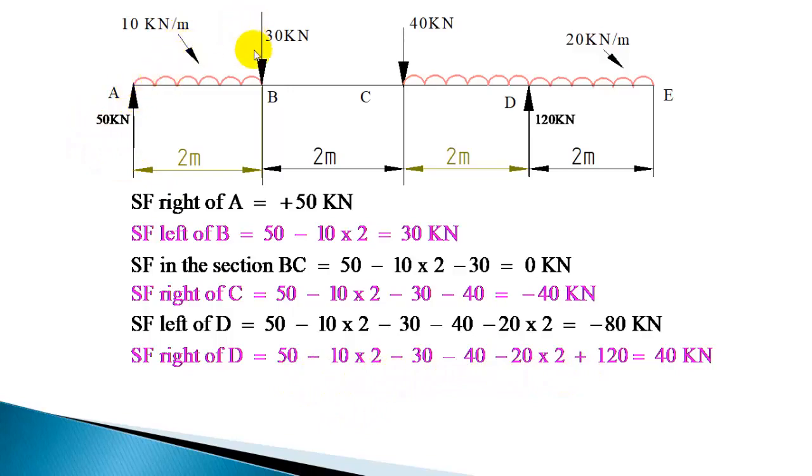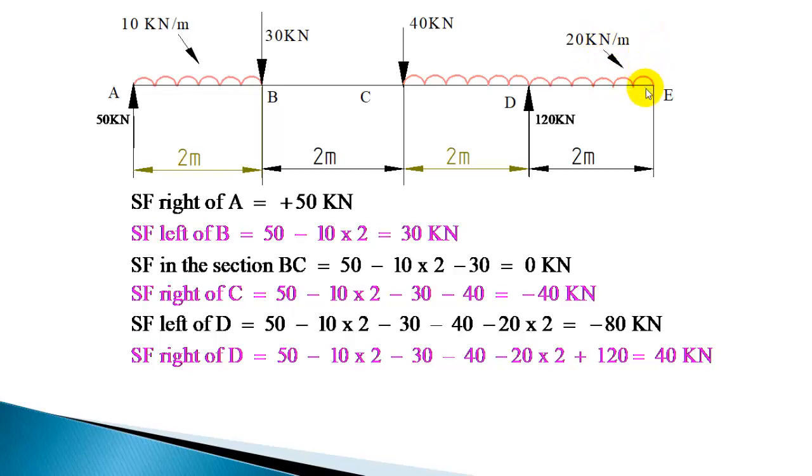50 minus 20 minus 30 minus 40. This part of UDL is 20 into 2. That is minus 40 plus 120, that is the shear force immediately right of D. Now when you move to left of E, right of D you have 40, the shear force is 40. 40 minus this part of UDL, only this part of UDL you can add, that is you are moving from here to here, left of E. So 40 minus 40, you will get 0 here.